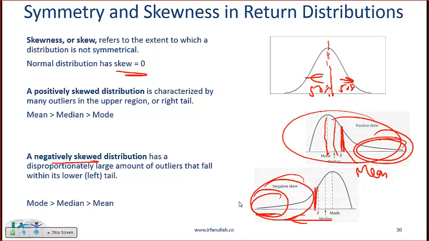From a risk management perspective, what sort of skew will be most dangerous? Obviously, this will be the most dangerous because there is a chance of huge negative returns.